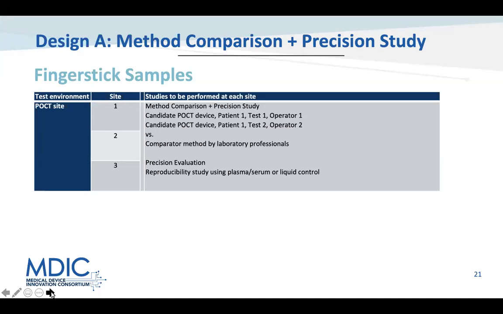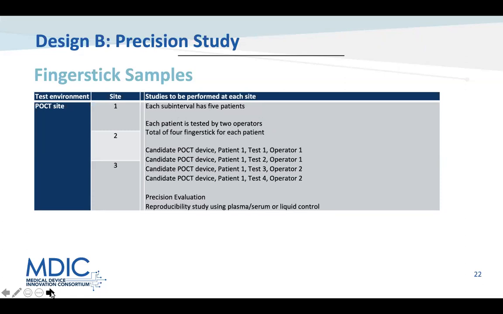In a study design like this, what we think will happen, or what should happen, is each patient is going to be tested by 2 operators. So you basically have 2 separate fingersticks done on the patient, and the first test is done by the first operator, and the second test is by the second operator, tested on the candidate device. And the results are compared to the laboratory method or comparator method by a laboratory professional. So it's basically the first part showing you the accuracy study, but you have 2 measurements done by 2 different operators. So you evaluate the precision component between operators from that data. And you also do the rest of the reproducibility study using the standard plasma, serum, or liquid control, or the surrogate sample.